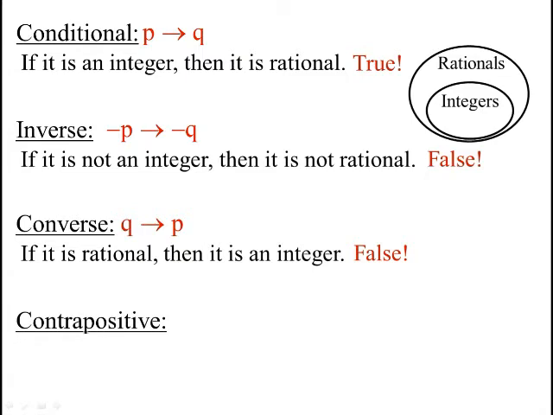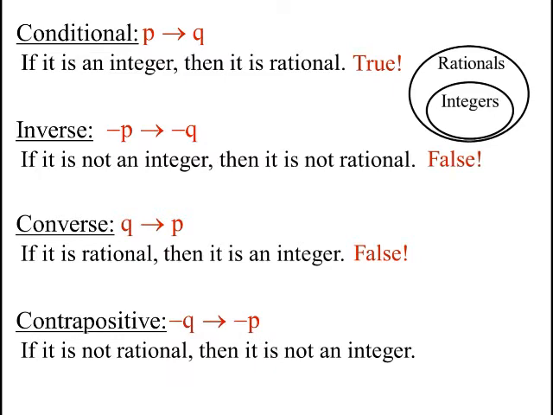Let's look at the contrapositive. This is where you negate it and flip it. You do both. So if it is not rational, then it is not an integer. And that is true. And you're going to find that the contrapositive always matches the original conditional. If the original conditional is true, the contrapositive will be true as well. If the original conditional is false, the contrapositive will be false.